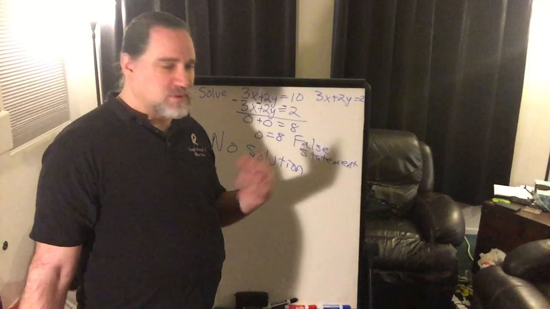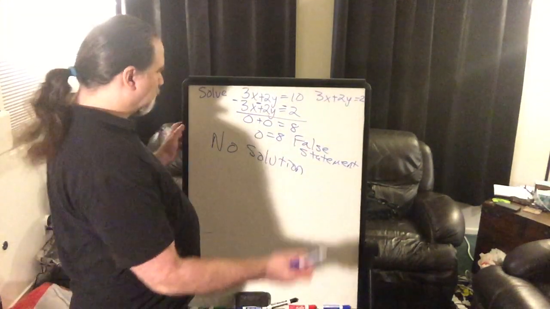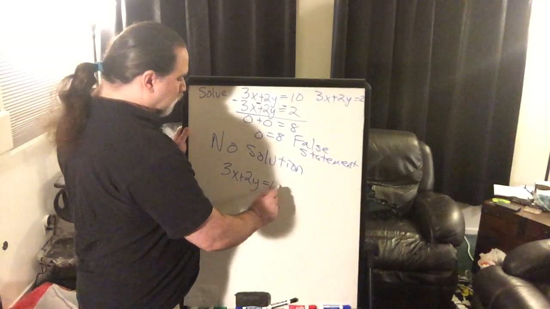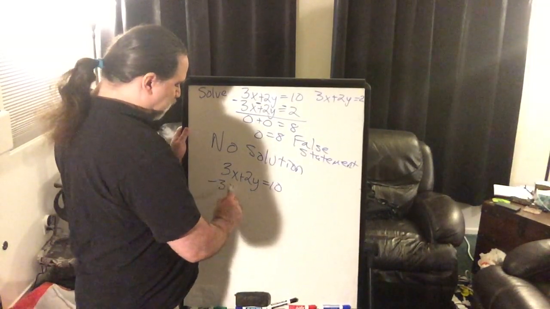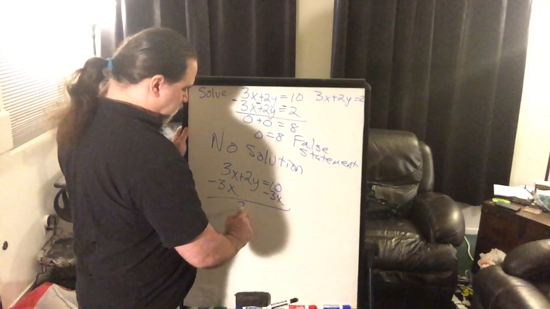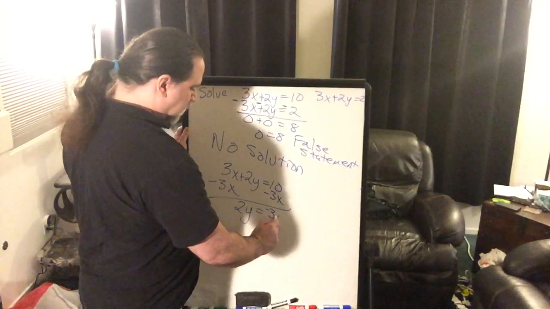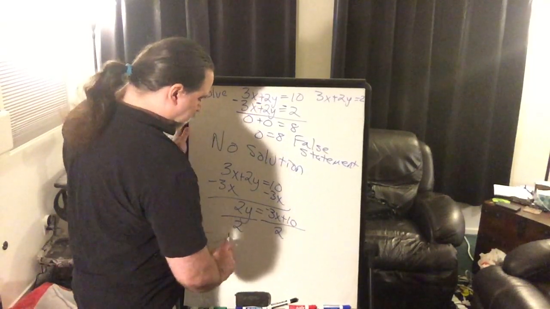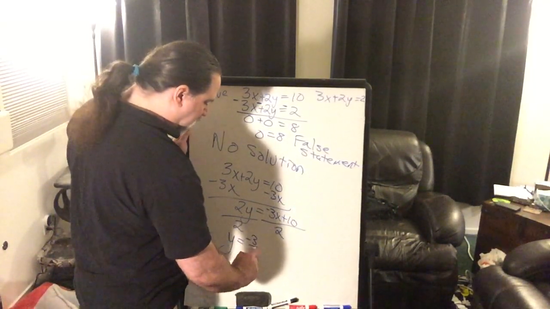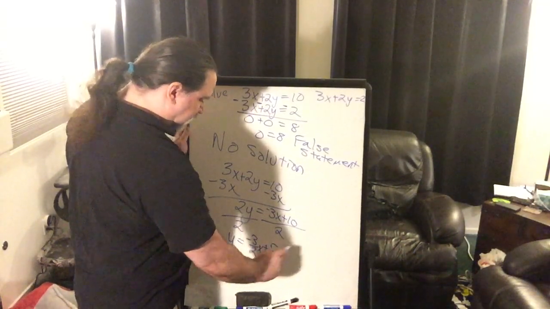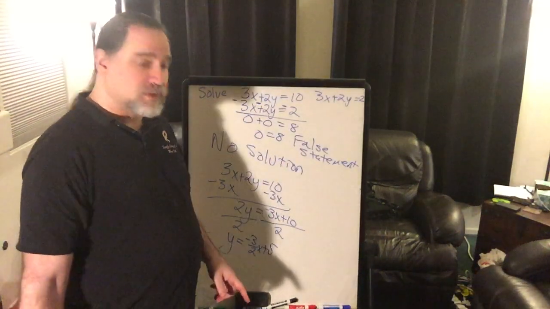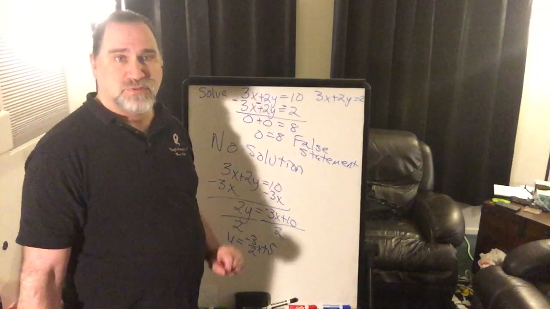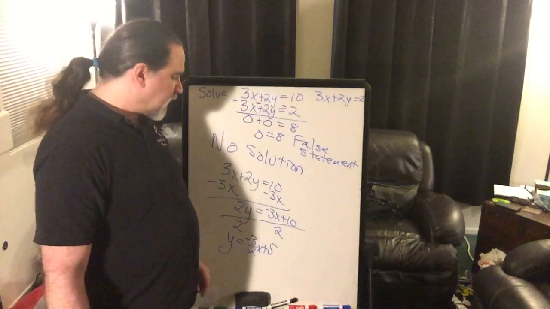Now let me expand on that just a little bit here. If we were to take that first equation and rewrite it in slope-intercept form, I'm going to subtract 3x from both sides. So 2y equals negative 3x plus 10. And then divide through by 2. I would get y equals negative 3 halves x plus 5. Now I don't want to graph it, but I know exactly what it looks like. It has a negative 3/2 slope, which means it goes down 3 and 2 to the right, and it starts at 5 on the y-axis.